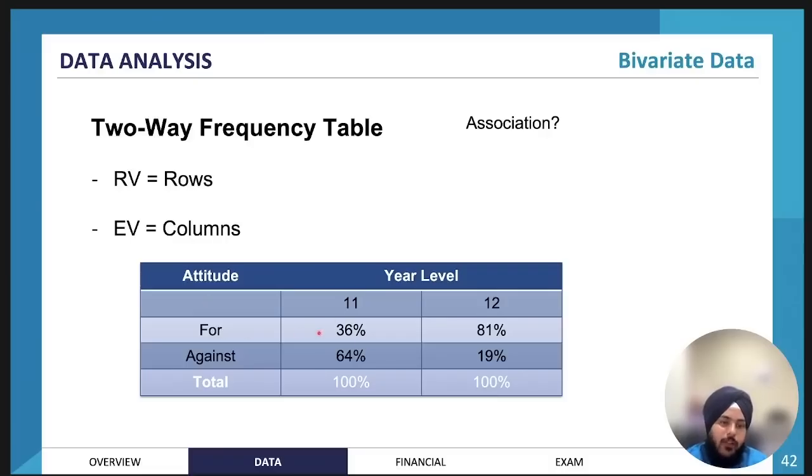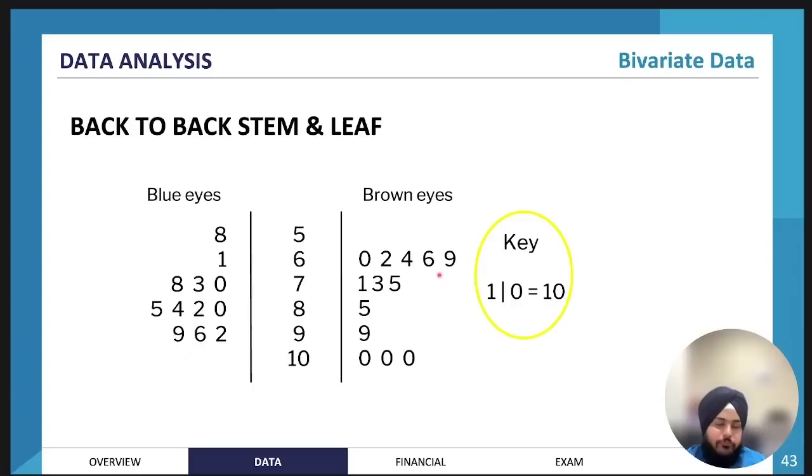These numbers or percentages in the middle usually represent the frequency or the percentage frequency. Let's just say if we're looking at 36%, it represents the frequency of people that are for a particular issue in year 11. And 64% of them are against the issue in year 11, and so on and so forth. So again, two variables here, attitude and year level.